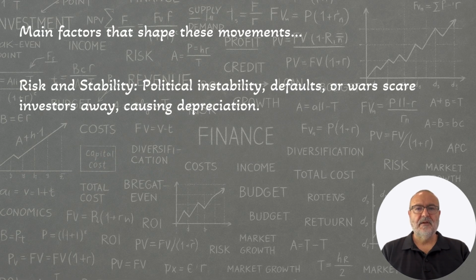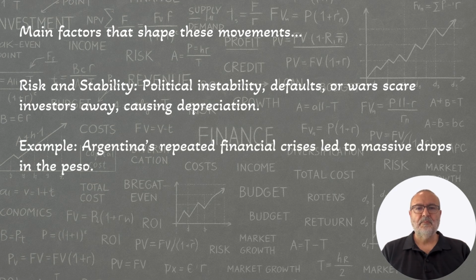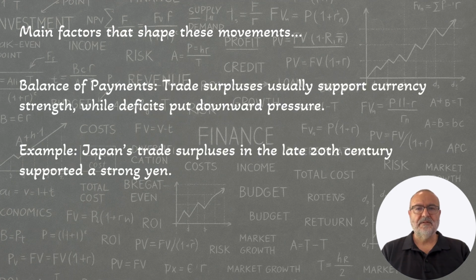Risk and stability. Political instability, defaults, or wars scare investors away, causing depreciation. For example, Argentina's repeated financial crises led to massive drops in the peso. Balance of payments. Trade surpluses usually support currency strength, while deficits put downward pressure. For example, Japan's trade surpluses in the late 20th century supported a strong yen.